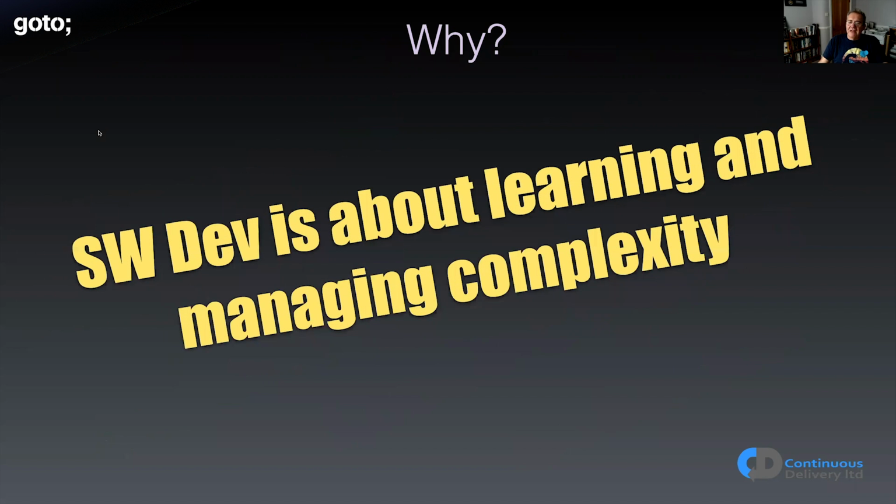Software development is about two things to my mind. It's about learning, and so ideas like experimentation, iteration, feedback are at the heart of that. And it's also about managing complexity. So modularity, cohesion, separation of concerns are at the heart of that. And if we apply all of those ideas, we get a better result.